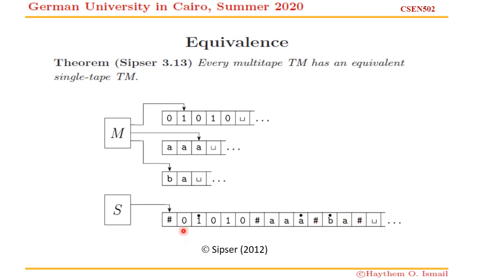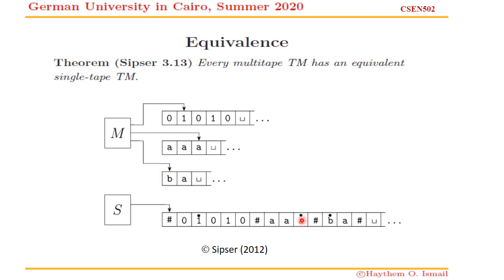Now if you look at the symbols of the first block, you will find 0, 1, 0, 1, 0, which are exactly what you have here, 0, 1, 0, 1, 0. For the second, you have AAA. Here you have AAA. Then you have BA and you have BA. Now what is that dot? The dot basically indicates where the head is. So the head of the top tape is at that one. So you have the dot here. And here the head is at the third A. You have the dot on the third A. And here it's on the B. So you have the dot on the B.